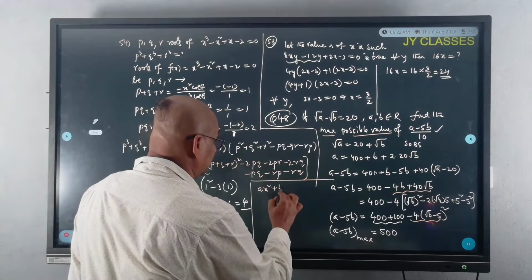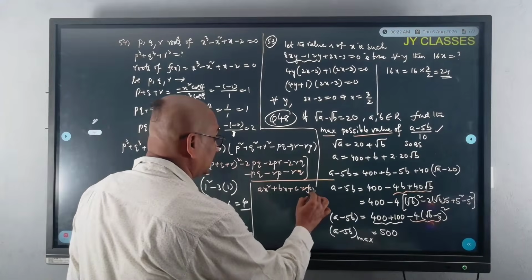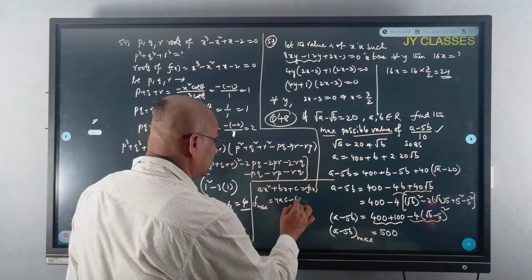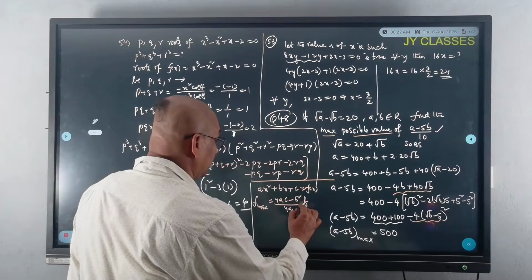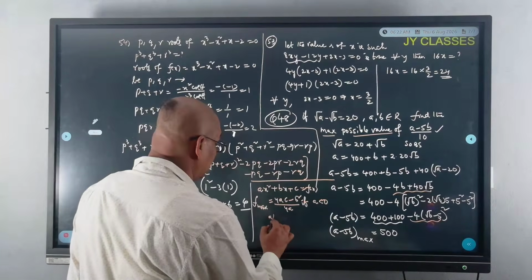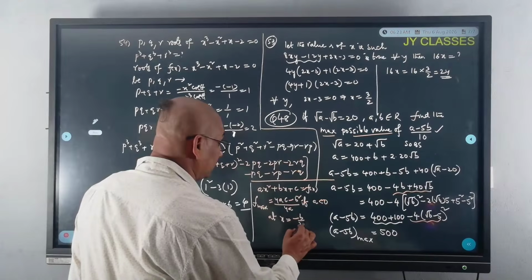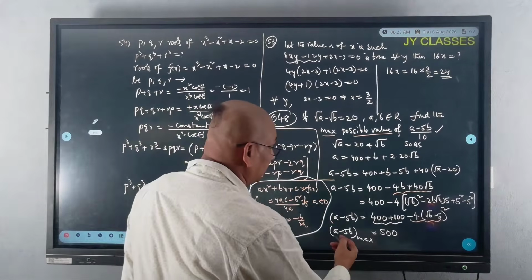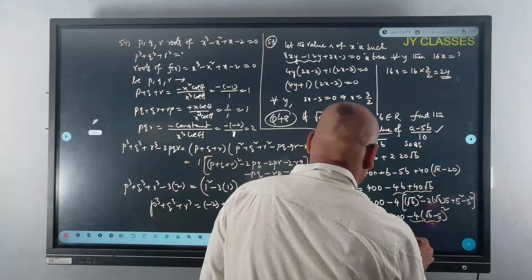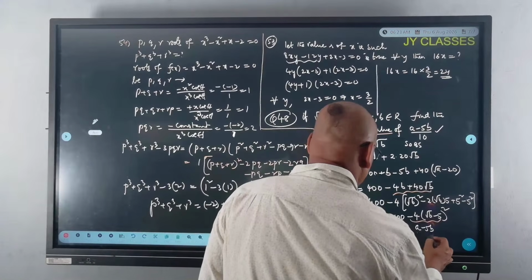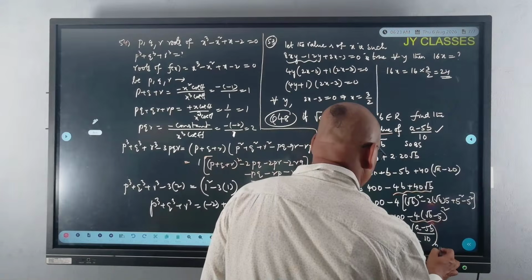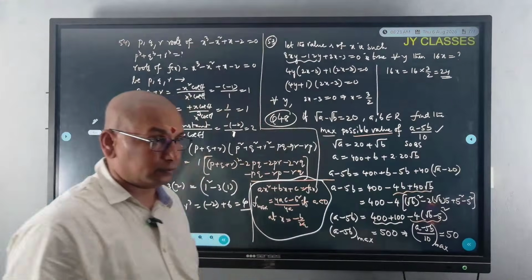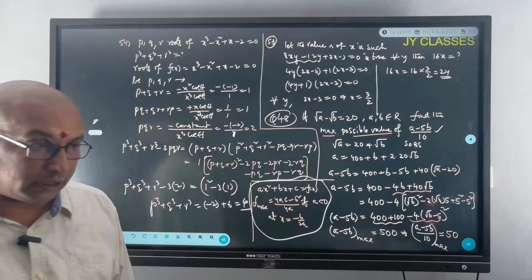This is the concept for minimum and maximum value. ax square plus bx plus c is equal to f(x). So f maximum is 4ac minus b square by 4a if a is less than 0, at x equal to minus b by 2a. This is the concept. Right? So now what did he ask us? a minus 5b by 10 maximum we need, is equal to 50. Yes. Change.